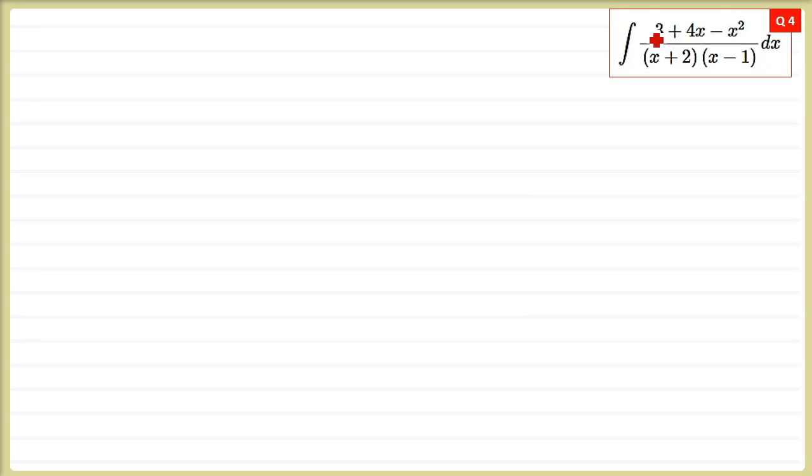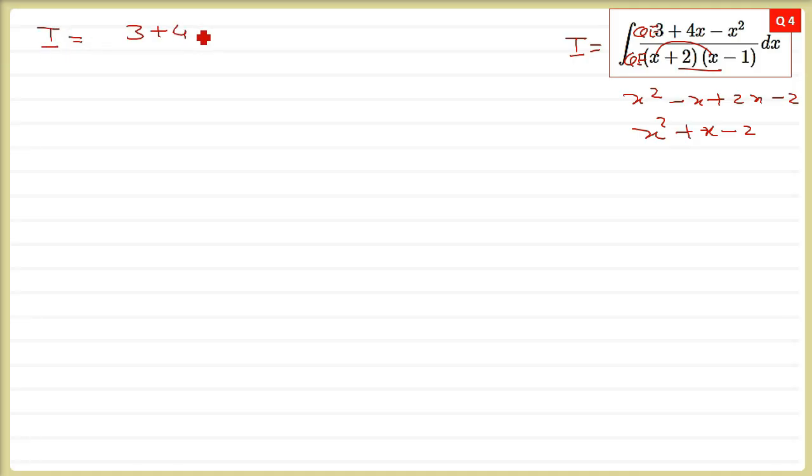Now in this question, we have a quadratic equation in the denominator. We already have factors x plus 2 and x minus 1, which will form a quadratic, so x plus 2 and x minus 1 has to be multiplied first. That will give you x square minus x plus 2x, and that's minus 2. So x square plus x minus 2. This integration, let's write I here. So it will be 3 plus 4x minus x square. I'm writing the denominator as x square plus x minus 2, which we got after multiplying x plus 2 and x minus 1.